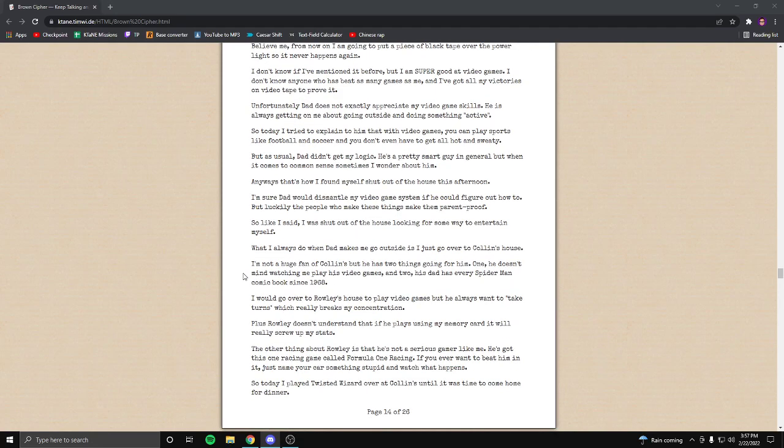I would go over to Riley's house to play video games, but he always wants to take turns, which really breaks my concentration. Plus, Riley doesn't understand that if he plays using my memory card, it will really screw up my stats. The other thing about Riley is that he's not a serious gamer like me. He's got this one racing game called Formula 1 Racing. If you ever want to beat him in it, just name your car something stupid and watch what happens.